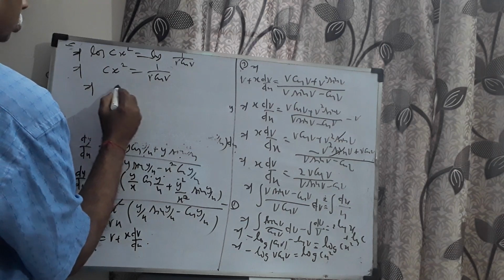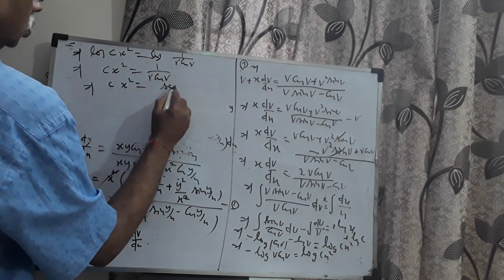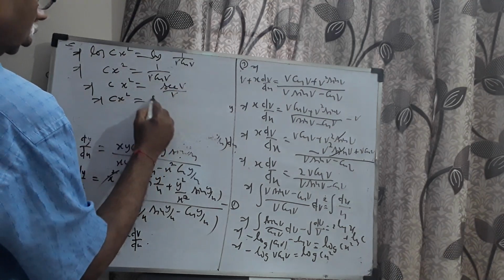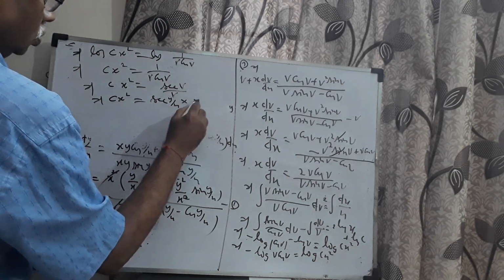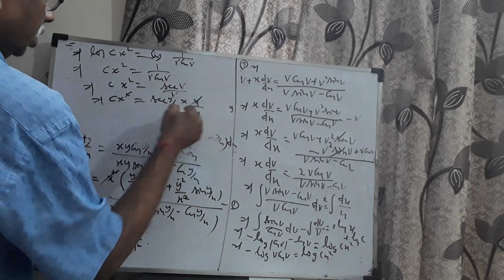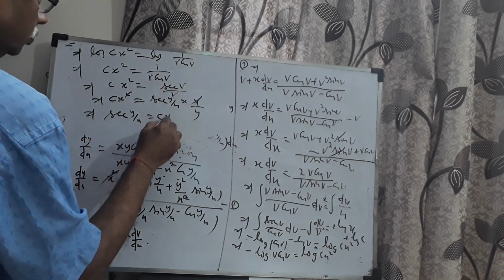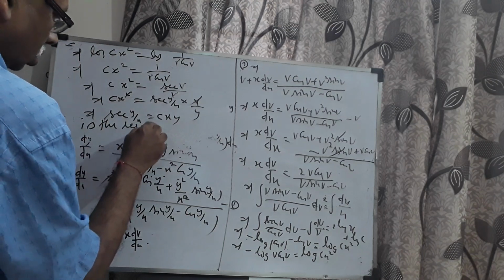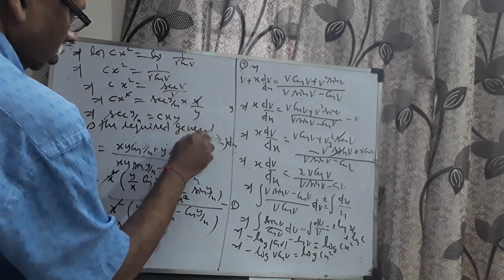cx square is equal to secant v by v, which implies cx square equal to secant y by x into x by y. One x gets cancelled, which implies secant y by x equal to cxy is the required, this is the required general solution.